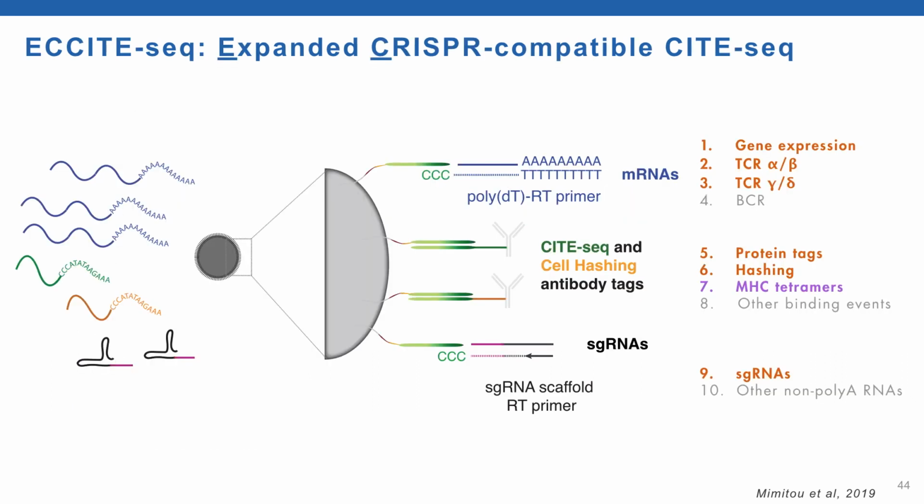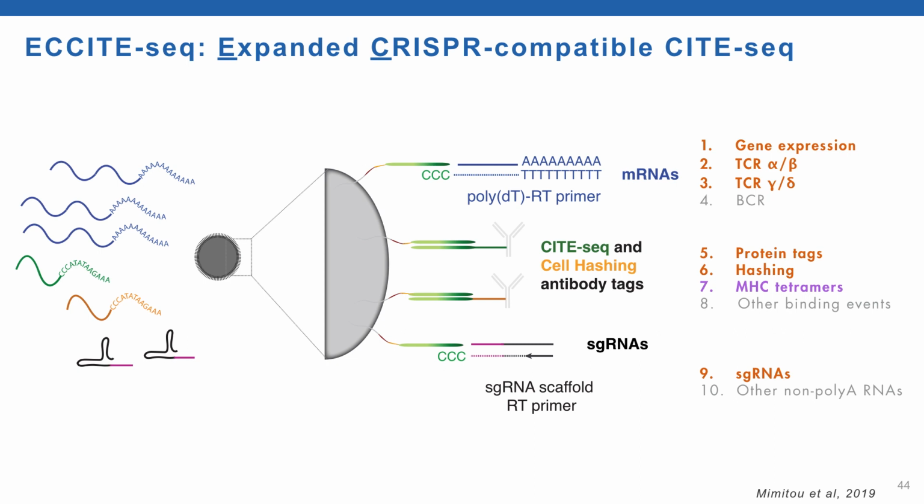So just to summarize ECCITE-seq, so this is expanded CRISPR-compatible CITE-seq. We're able to capture a bunch of different modalities using just the standard 10x kit. From the cDNA, we can get gene expression, TCR, BCR. From oligo-labeled proteins, mostly antibodies, but also MHC tetramers, we can detect differentially expressed proteins. We can do sample multiplexing through hashing.